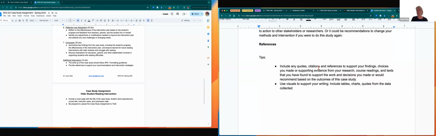Include quotes, citations, and references to support your work or the choices that you made. You chose an intervention plan for a reason. Why did you choose to do specifically that? And what research supports the choices that you make? Or did you just think it up because you thought it was a good idea? Well, you have to have your work founded in something.